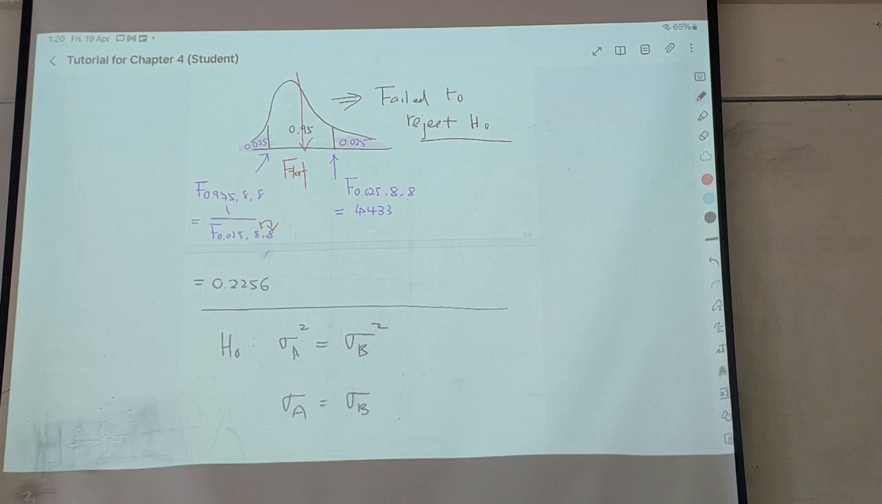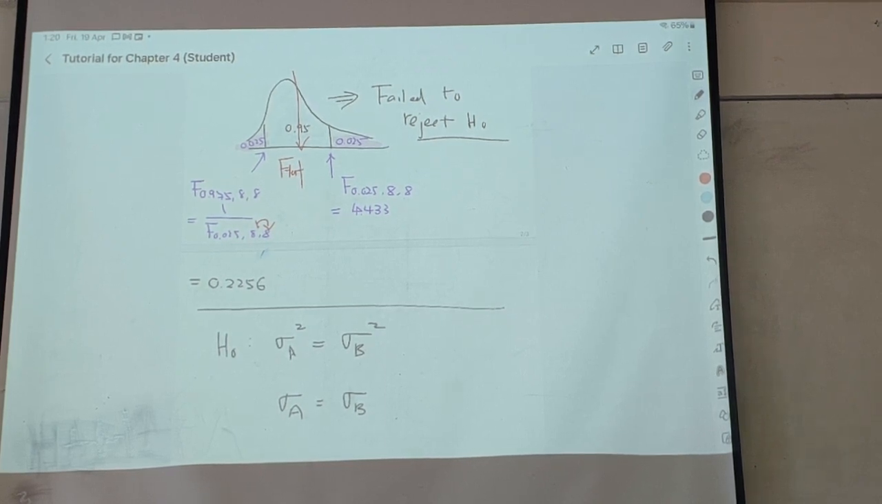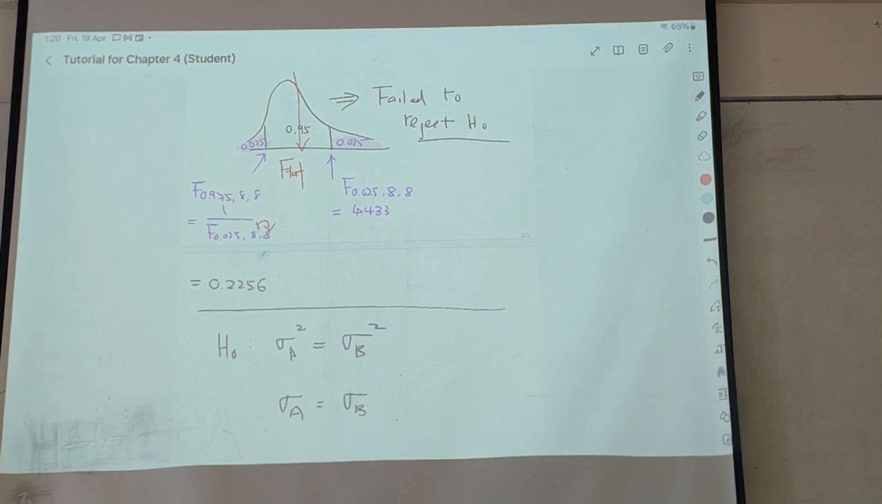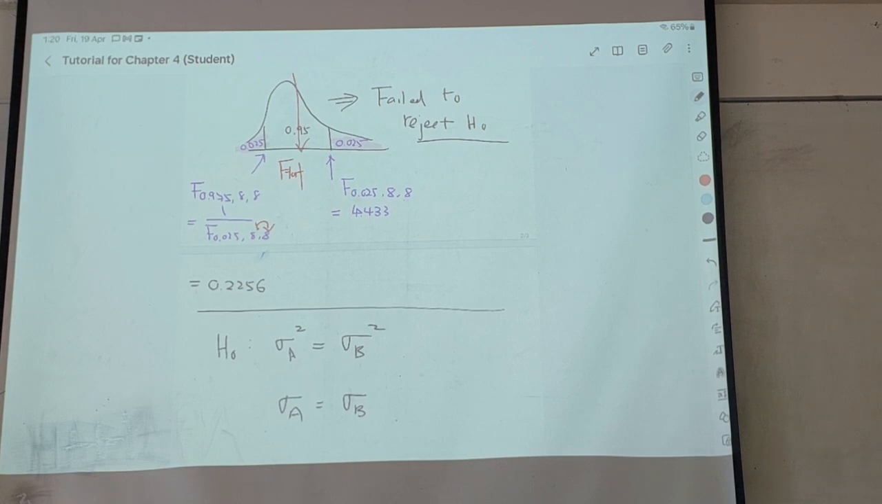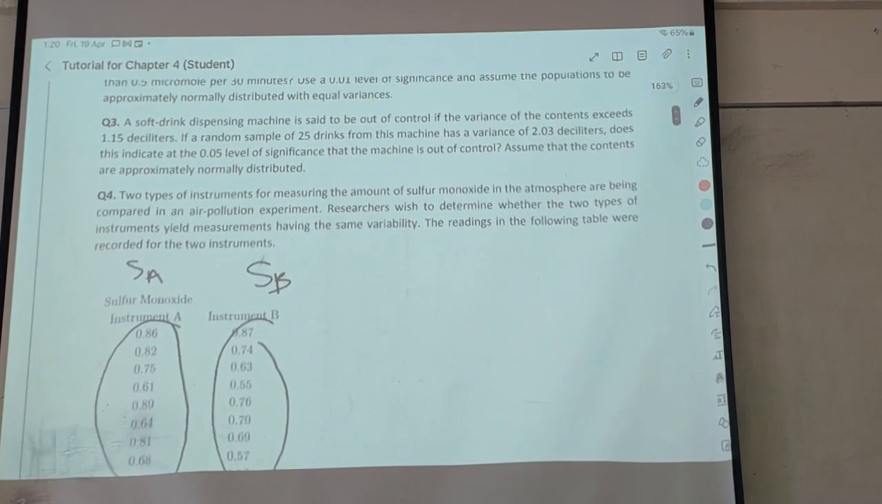Then go to question 3. So this is the solution for question 4. Okay, so how about question 3?